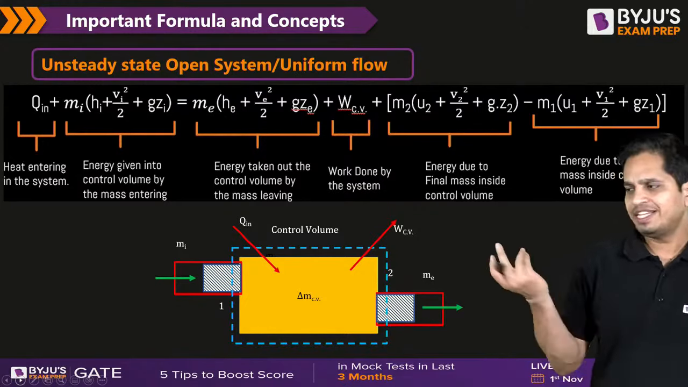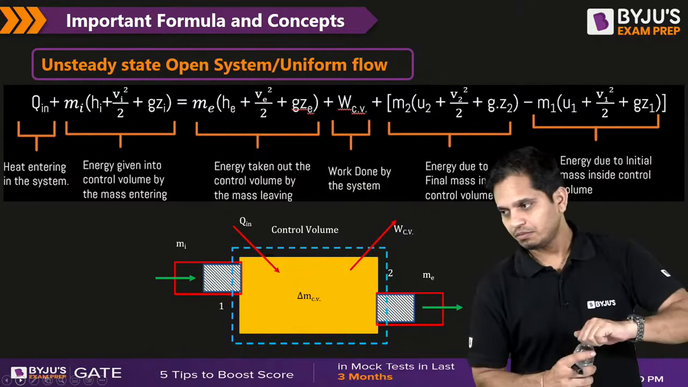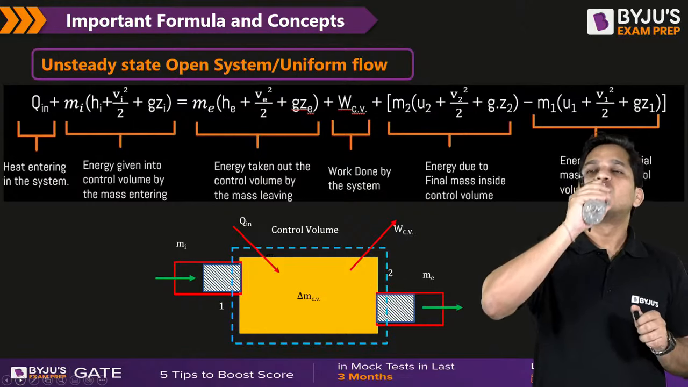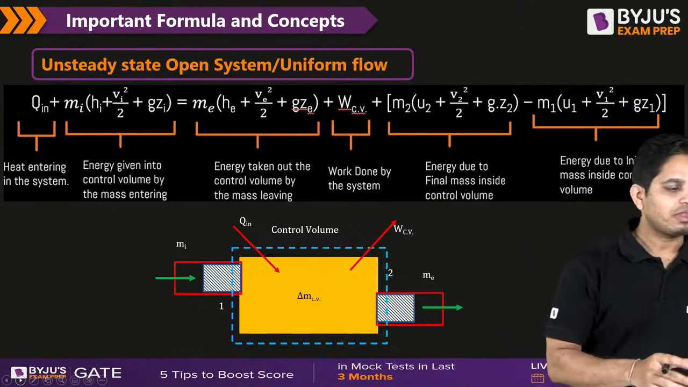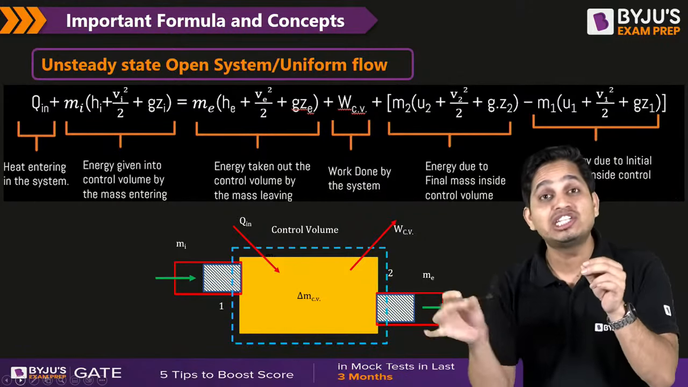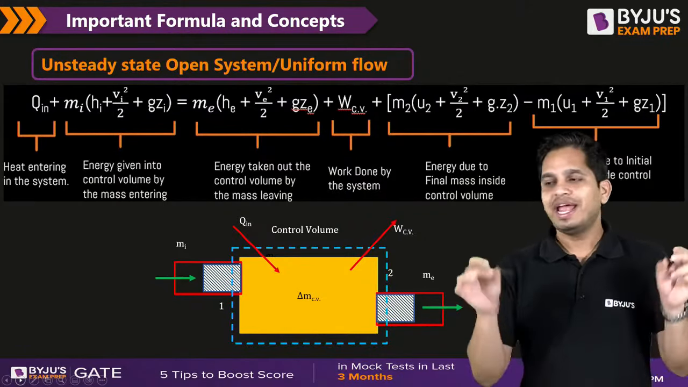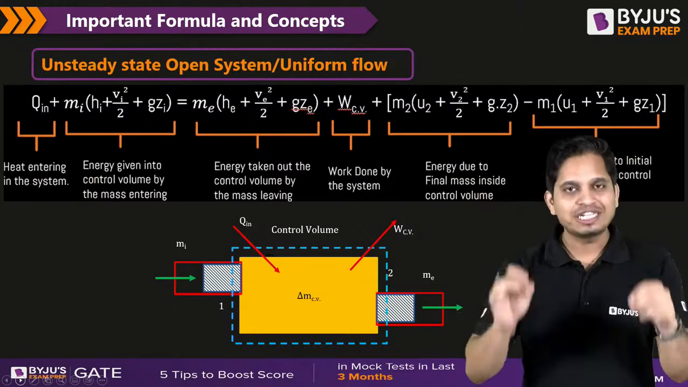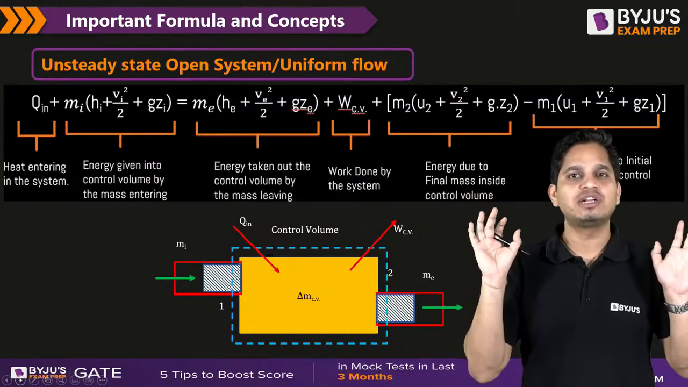Energy and matter. Matter means mass, right? So, I have derived this equation. I have explained one by one each term, the meaning of each term. And I have told you, first understand the meaning of this equation.